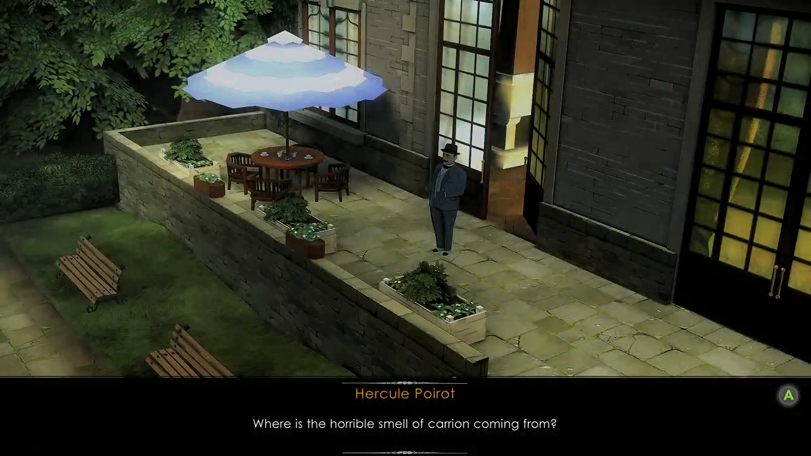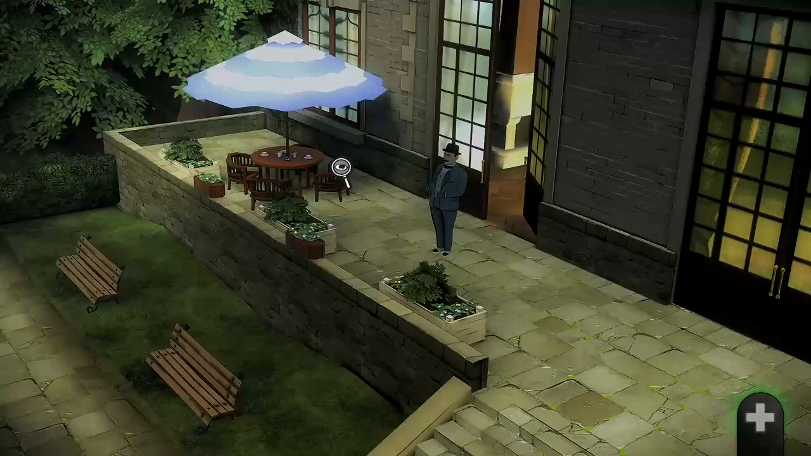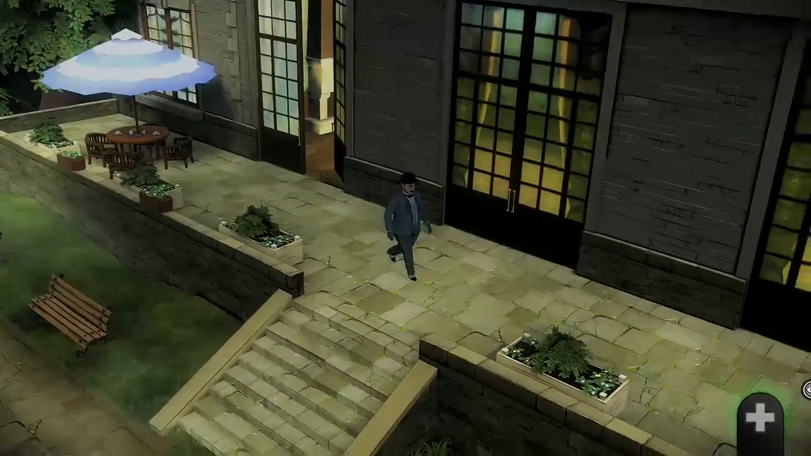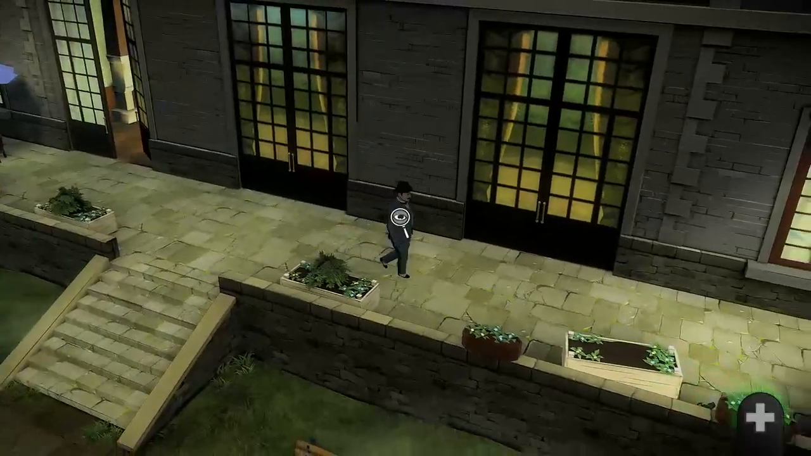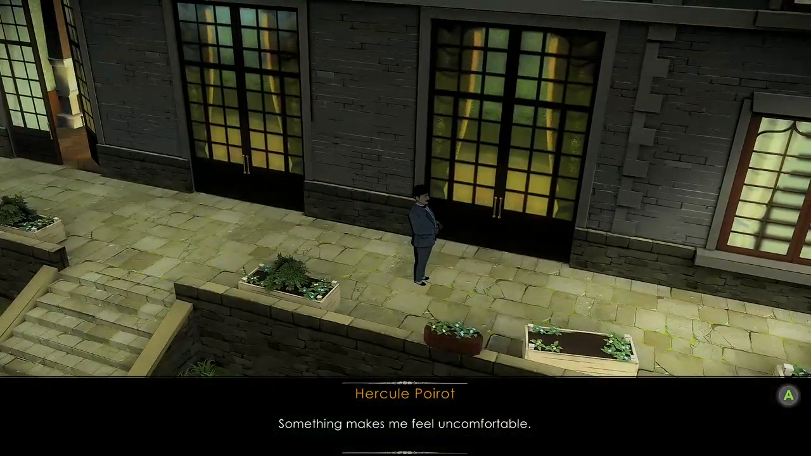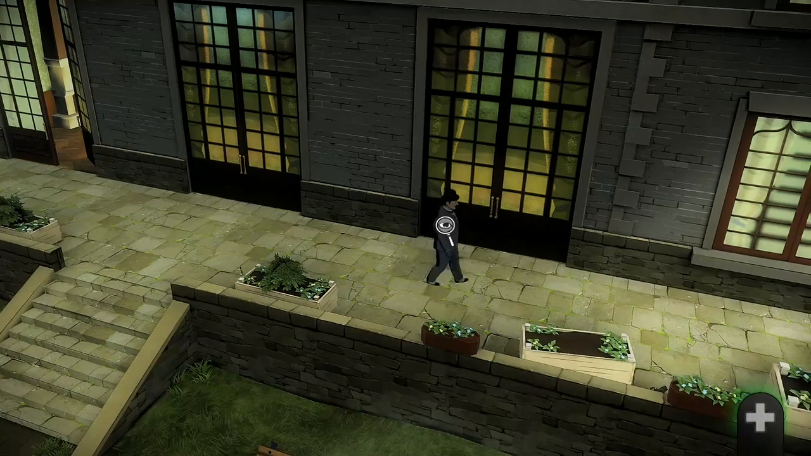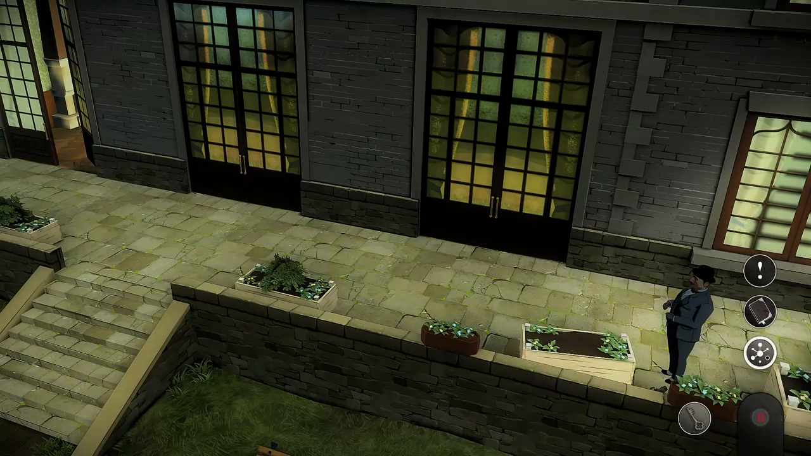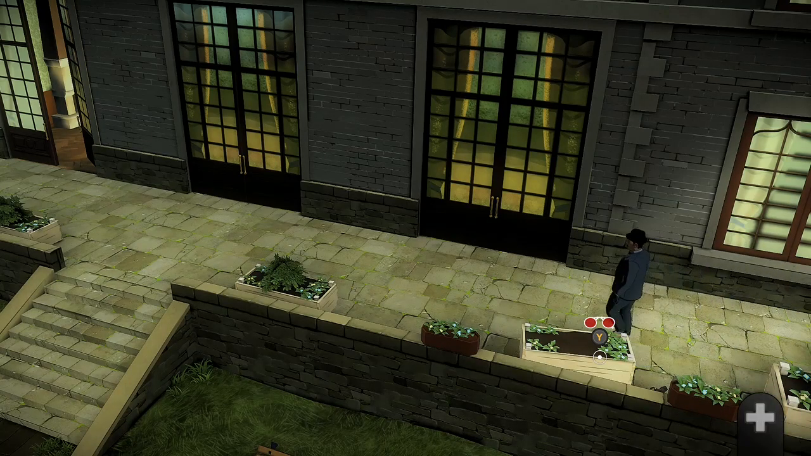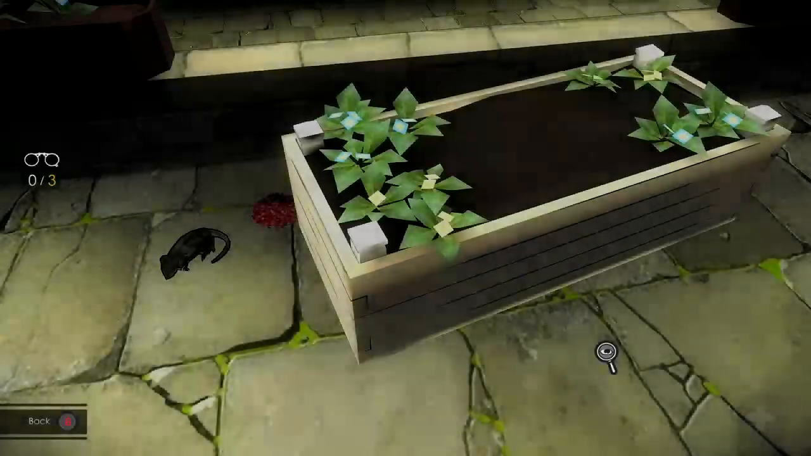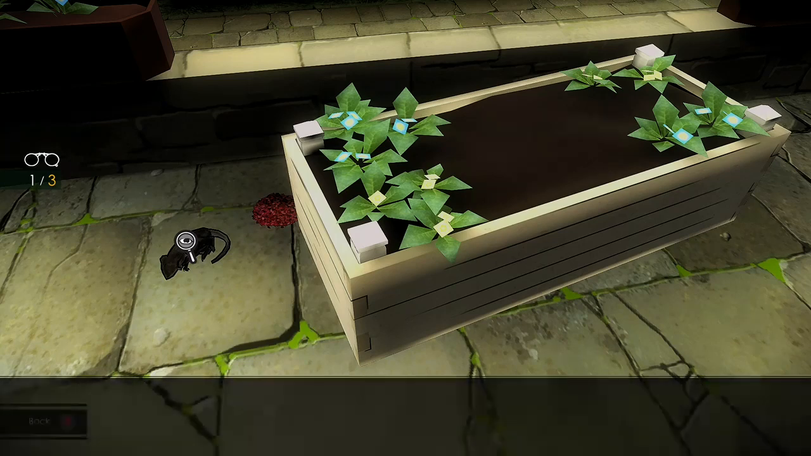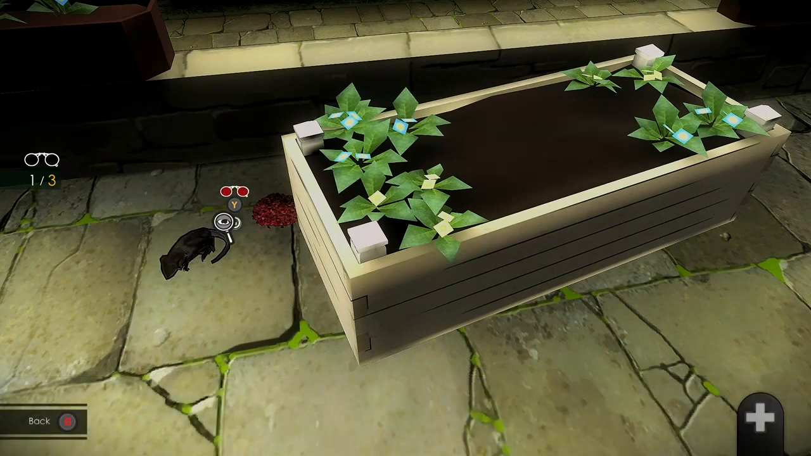Where is the horrible smell of carrion coming from? Oh, we've got dead people floating about still. Let's have a little look over here. Something makes me feel uncomfortable. God's sake. Get off. Round rat pellets. Yeah, well, it's rat poison.